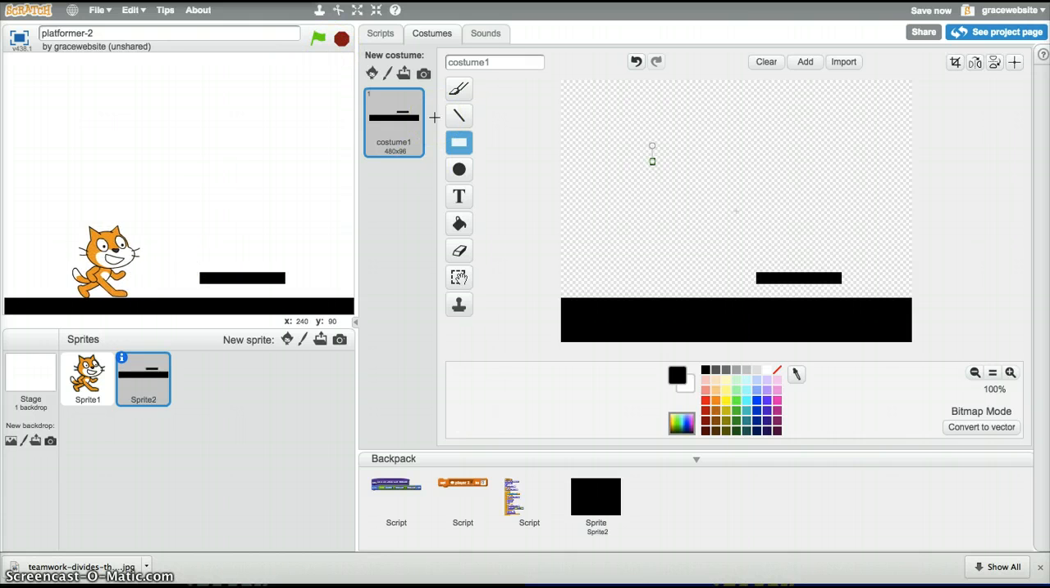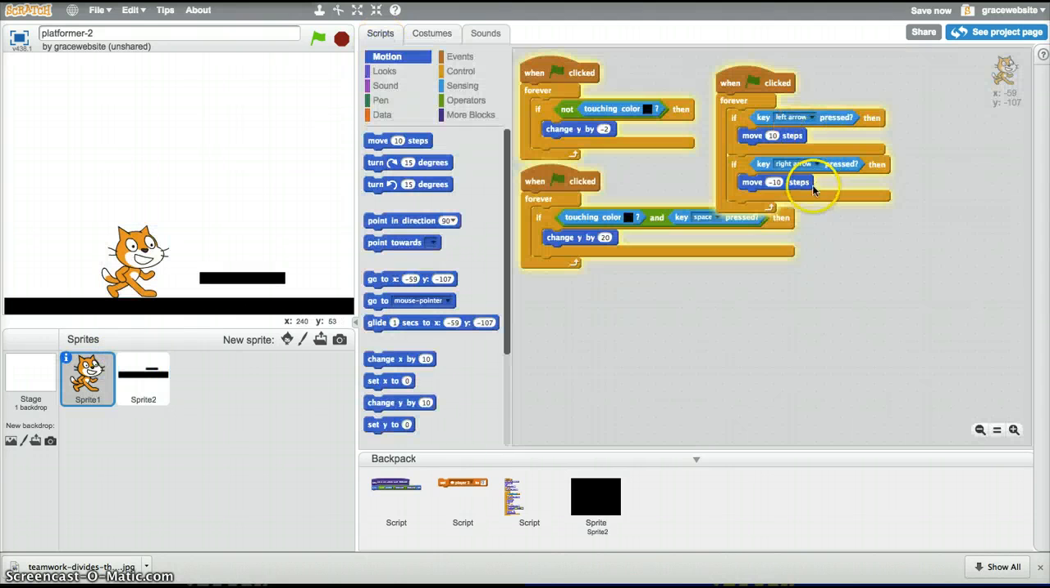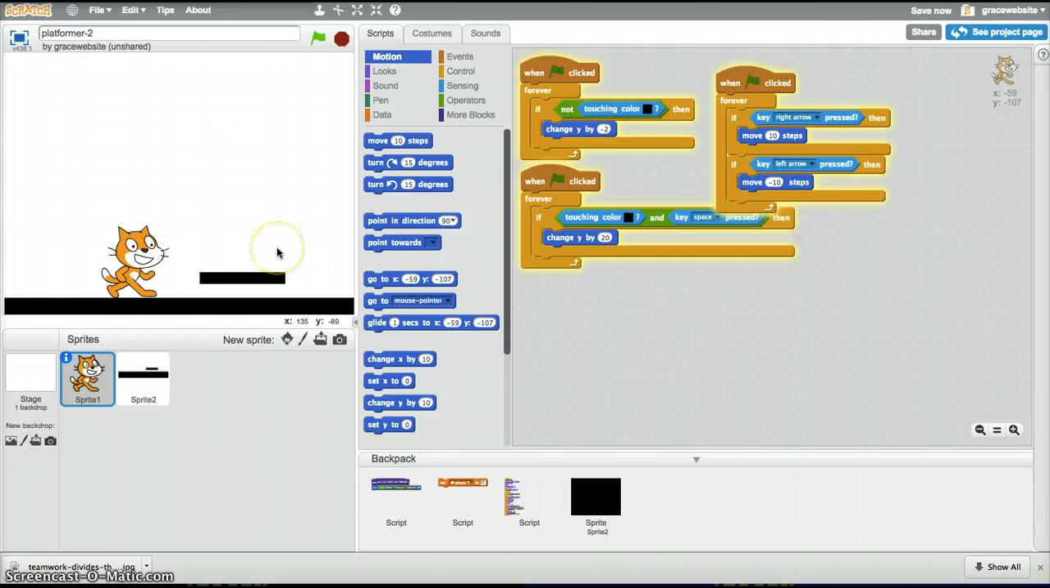Oh, wait a second. We got a space bar. Oh, I did this wrong. Wait a second. I'm like, why is this working so... it should be right arrow and then left arrow, so it's going backwards. Yeah. Okay. Now, if you can get him there, see, now he's jumping on top of that.